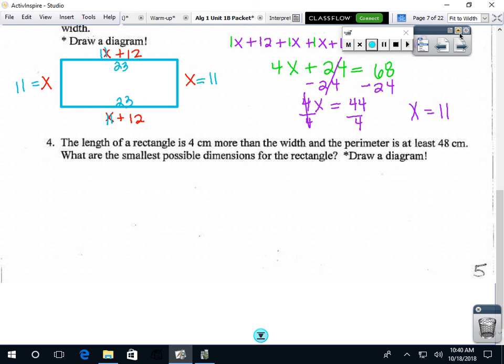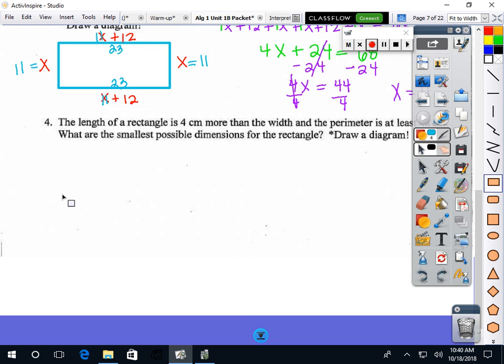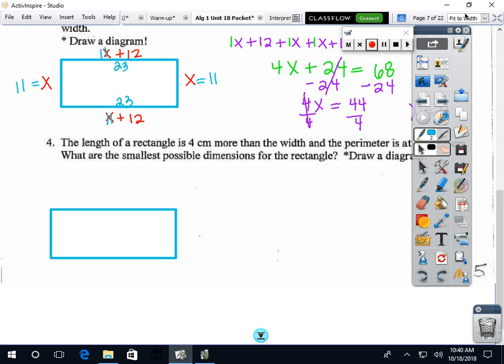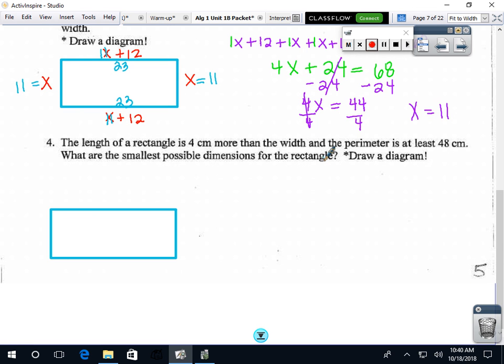Draw a diagram. Okay, so first draw yourself a rectangle. Okay, then if you want to watch while I do this and copy at the end, you can do that. I'll give you time to copy after. I know, but it's a teeny bit different. It is similar though. The length of the rectangle is 4 centimeters more than the width, and the perimeter is at least 48. So we currently know nothing about the width.